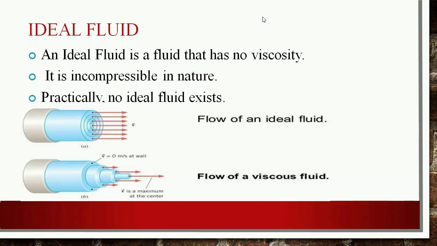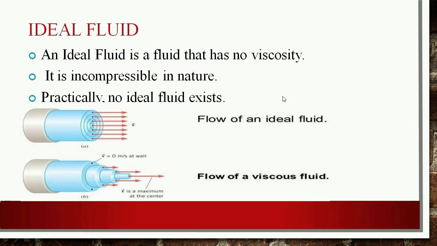The next type is ideal fluid. An ideal fluid is a fluid that has no viscosity. Basically, they do not exist in nature. Practically, there is no ideal fluid. This type of fluid is incompressible in nature.